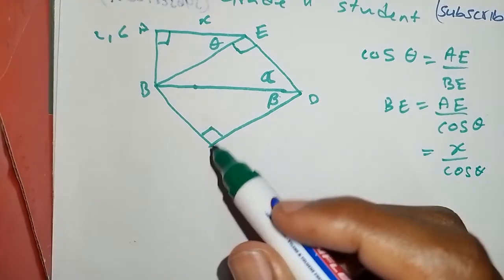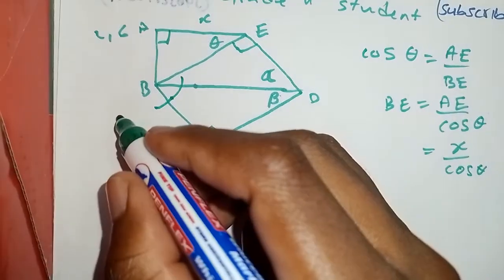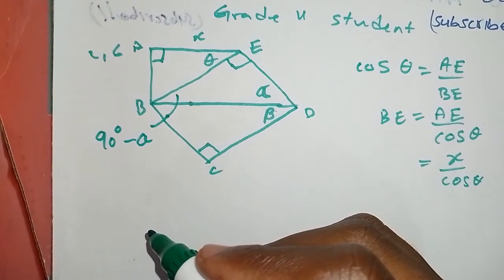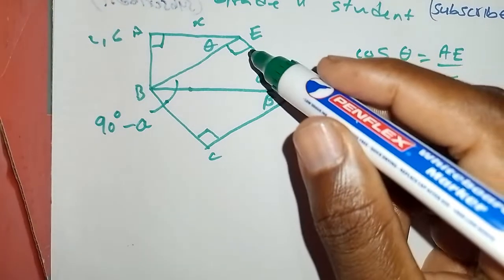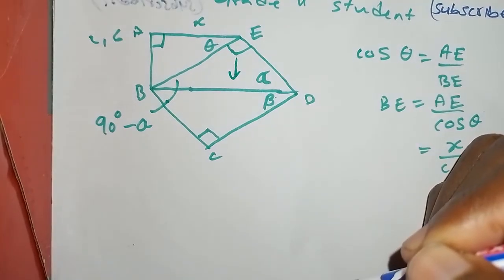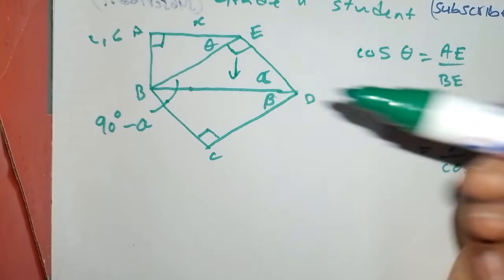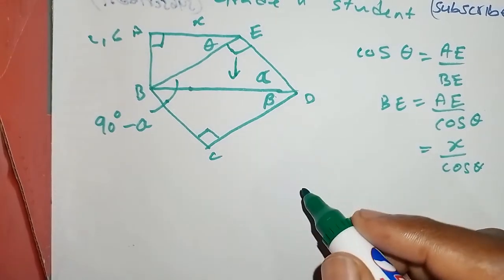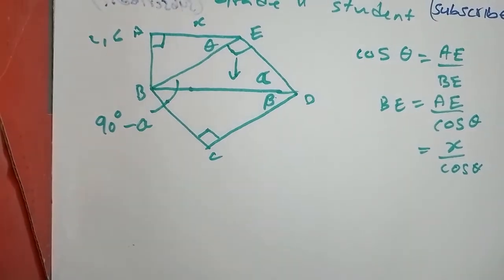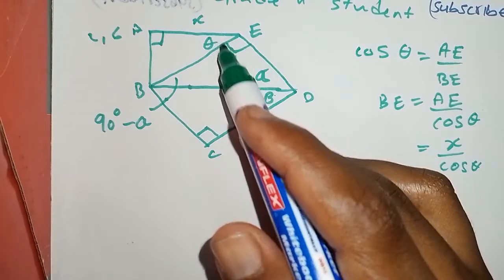Now I need BD. But before I calculate BD, I have 90 degrees, I have alpha. I can calculate this angle: this angle will be 90 degrees subtract alpha, right? That is my angle. Now, if I have that angle, I can calculate this side BD. I have this BE, I have this opposite side, so I can calculate BD. Which rule can I use? I can easily use the trig functions, because this is a right angle triangle.